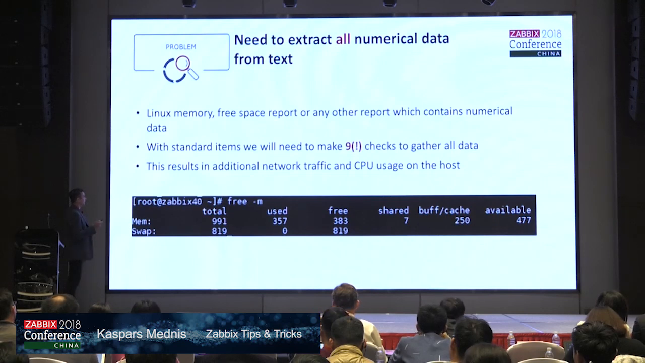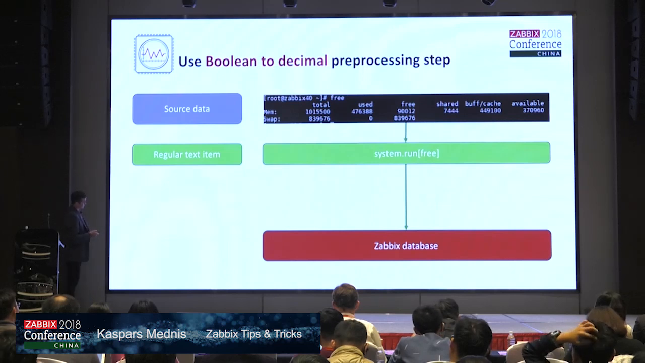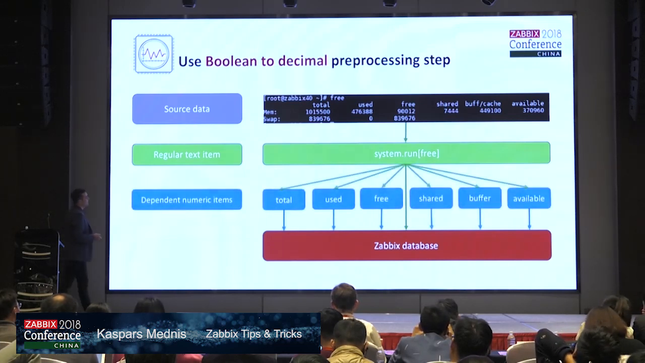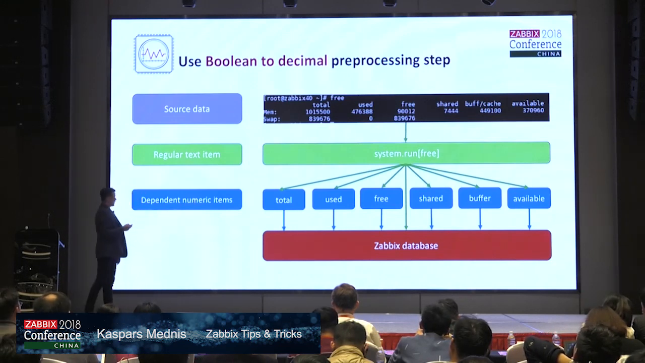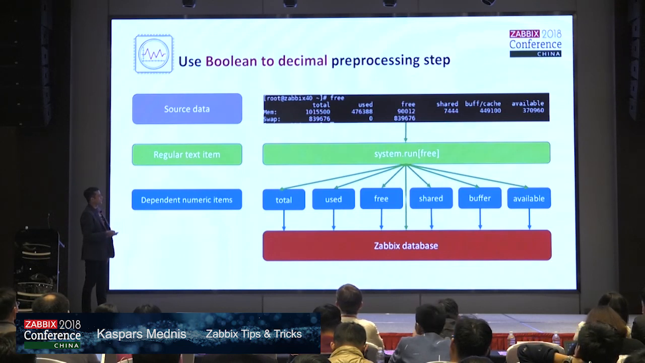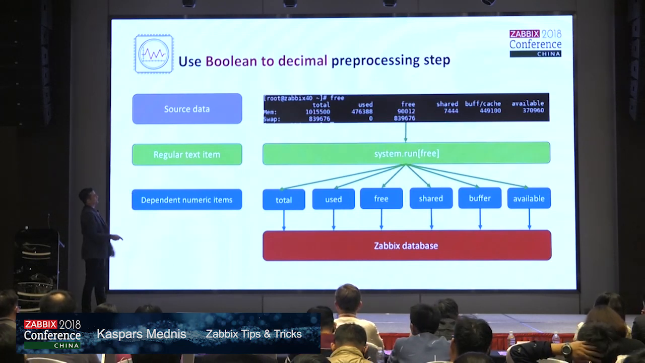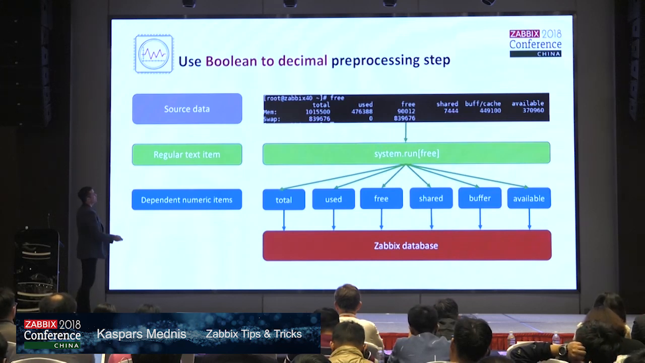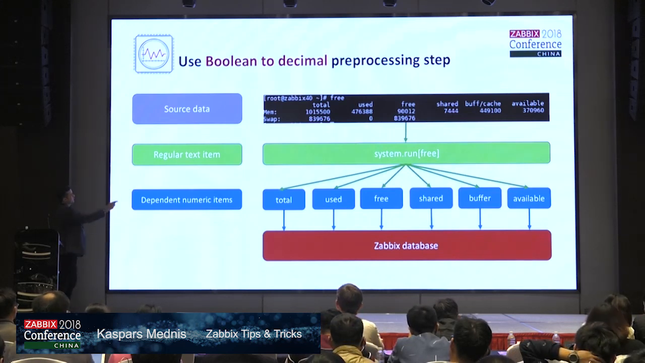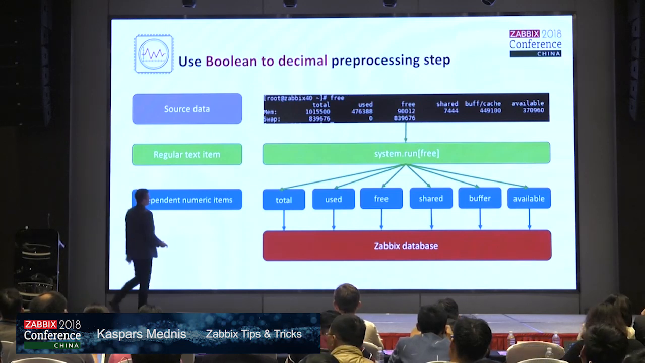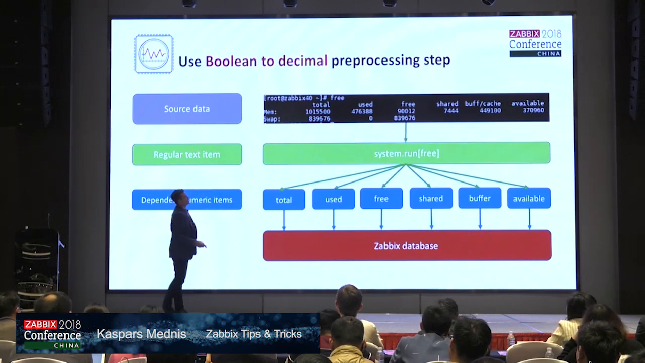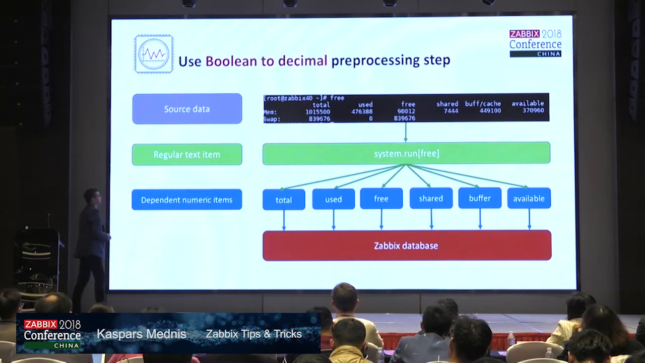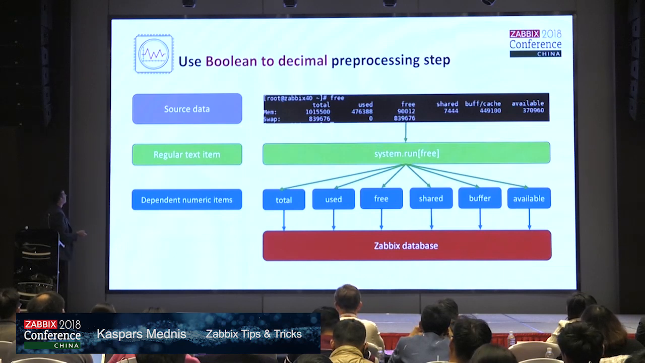Now you can just collect the master item like that, and then you can extract from it all needed information and store it in the database. After that, you don't even need to store the initial text item. So call this command, collect information, and extract the data which you need to store in the database. Just one call is made, and you are collecting 6 methods, or even 9 if you need swap also.